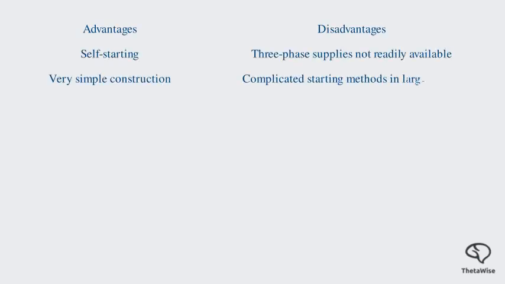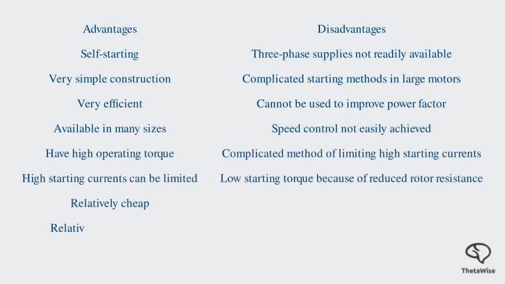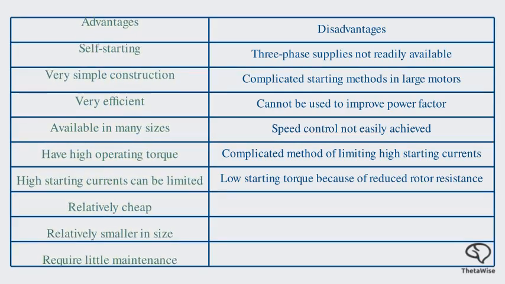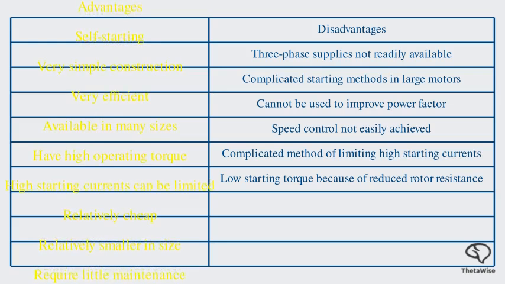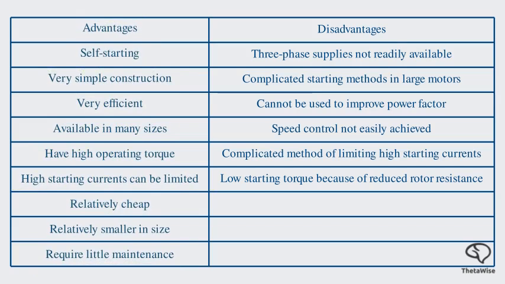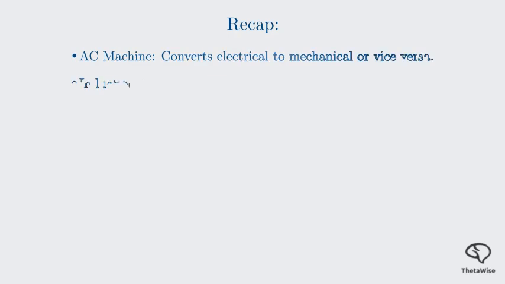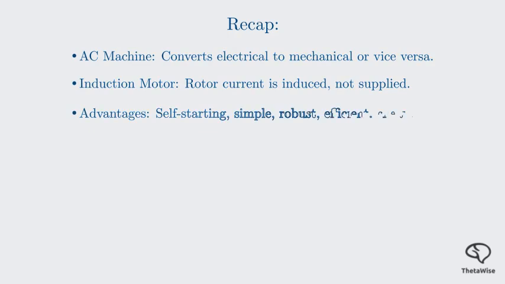Three-phase induction motors are incredibly popular in industry because they offer many advantages. Let's look at a few. They are self-starting, meaning they don't need any special help to get going. They have a very simple and robust construction, making them reliable and requiring little maintenance. This simple design also makes them relatively cheap. They are also very efficient, come in many sizes, and produce a high operating torque. So, to recap this scene, we've defined an AC machine, learned the principle of an induction motor, and understood why three-phase induction motors are a cornerstone of modern industry due to their many advantages.